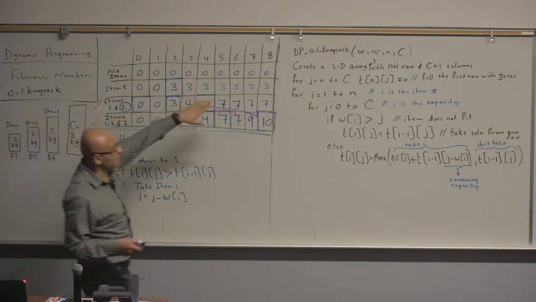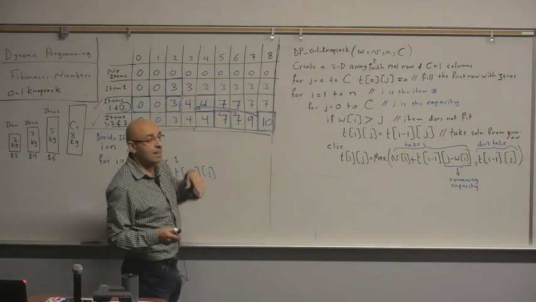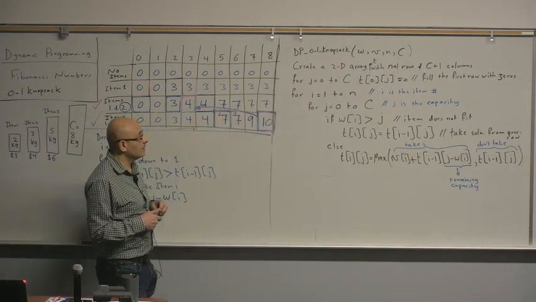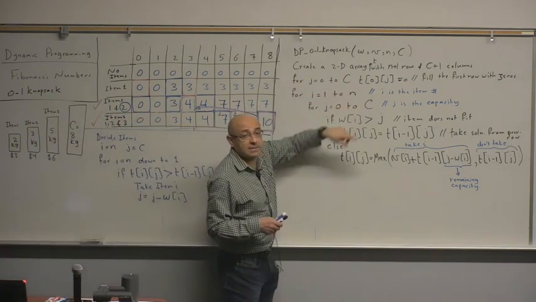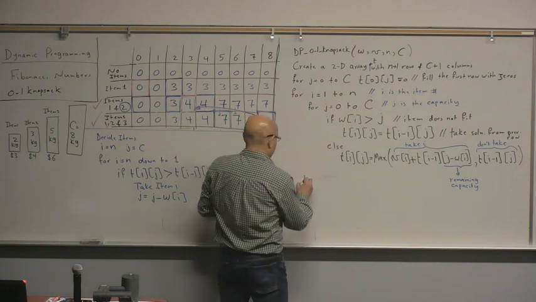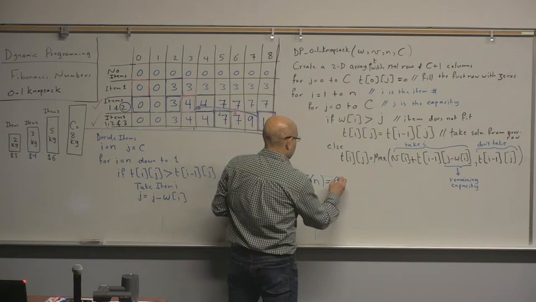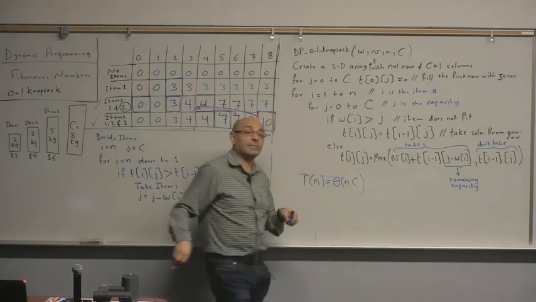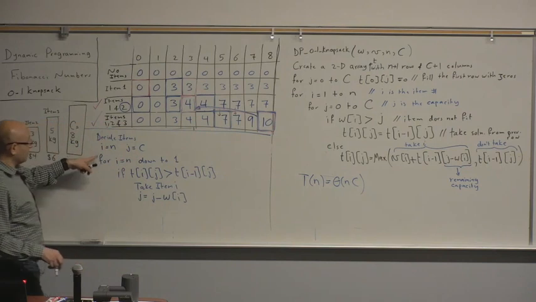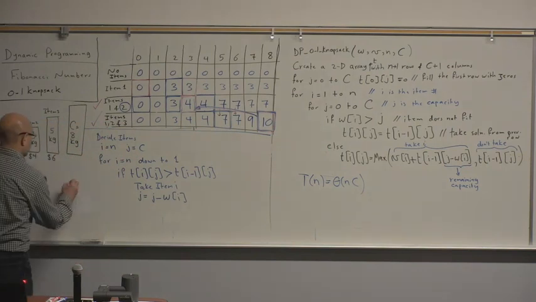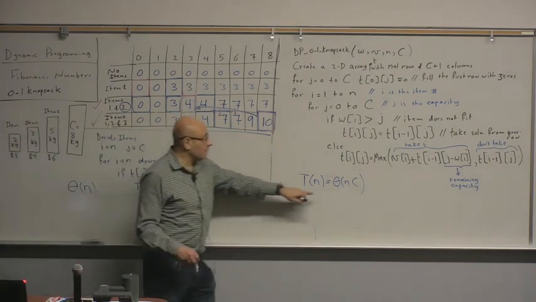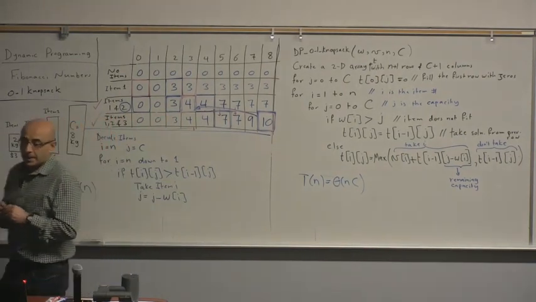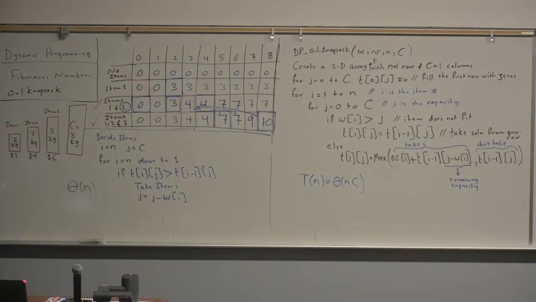Now what's the running time of this thing? N squared? NC. Yeah, NC. So this is n and this is c. So the running time here, T of n, is theta of nc. And what's the running time of this thing? This is theta of n. This is easy. This is just theta of n. This is theta of nc. Okay. Any questions so far?